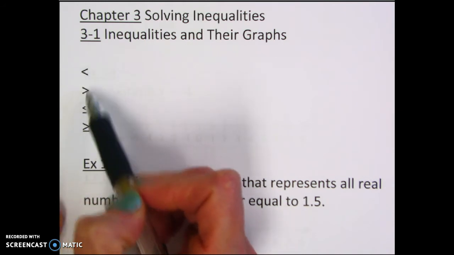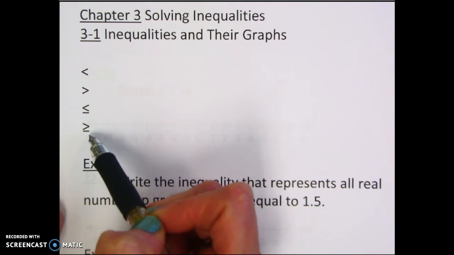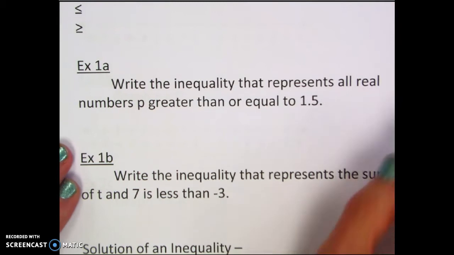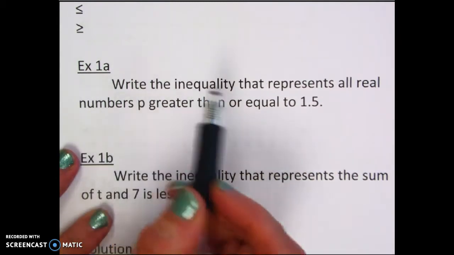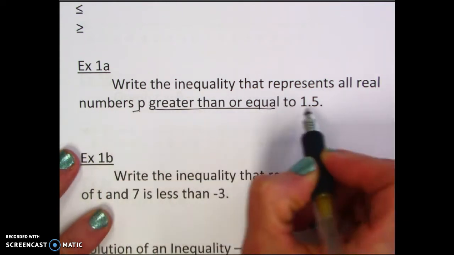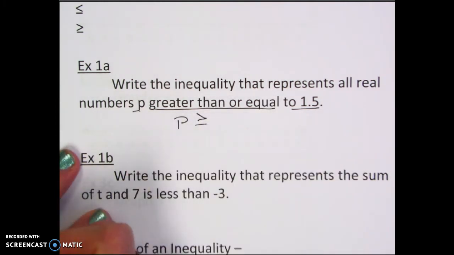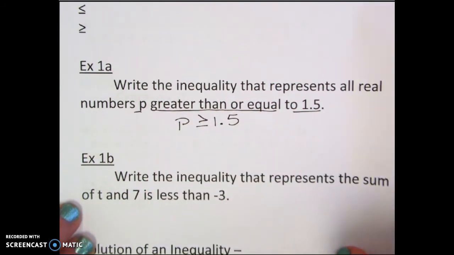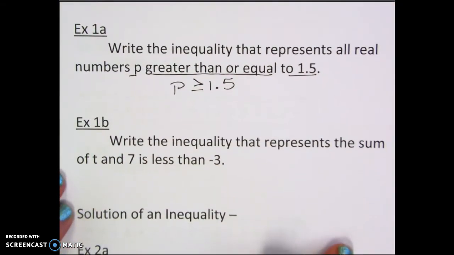This is the less than or equal to, this is the greater than, and this is the greater than or equal to. So what we're going to do is just do some translating here to begin with. Write the inequality that represents all real numbers p greater than or equal to 1.5. So they want us to put p greater than or equal to 1.5. So p, that's the greater than or equal to symbol, 1.5. Boom, that's it.